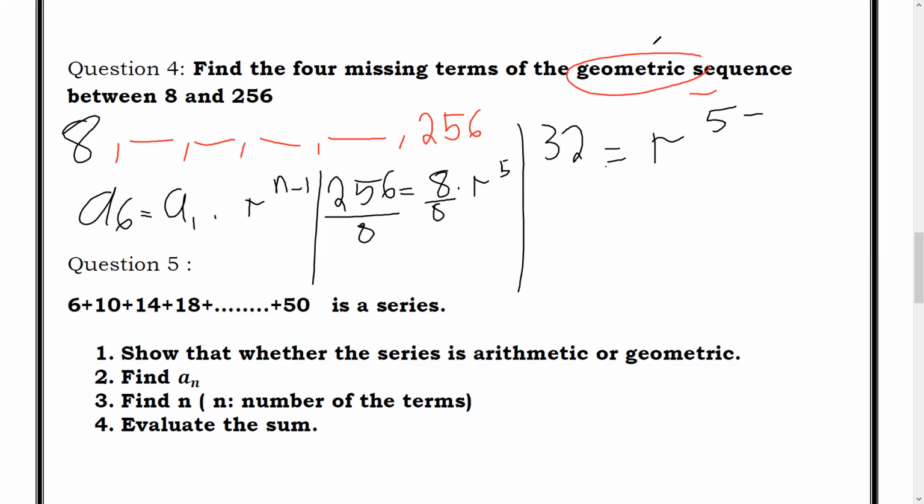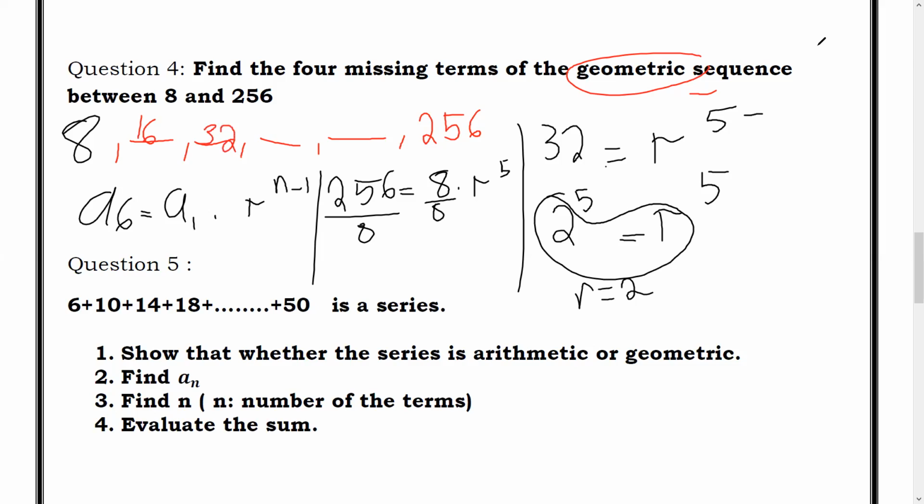And as you learned in grade 8, if you have 32 equal r raised to the power 5, what do we have to do? How can we find r? Take the fifth root on both sides. Or you can say that we know that 32 is 2 raised to the power 5 and r to the power 5, so r is equal to 2. Then I want to find the missing terms. Just multiply by 2. 8 times 2, 16. Times 2, 32. Times 2, 64. Times 2, 128. And times 2, 256. So these are the 4 missing terms. Is it clear?